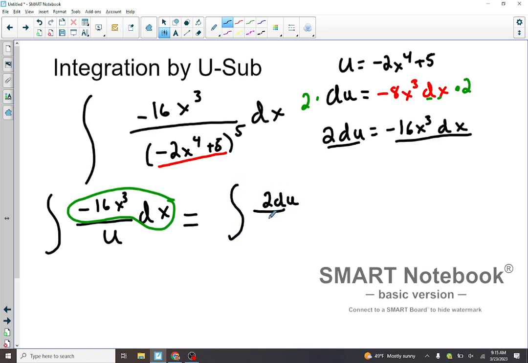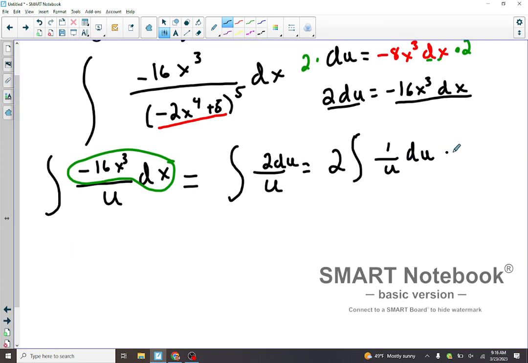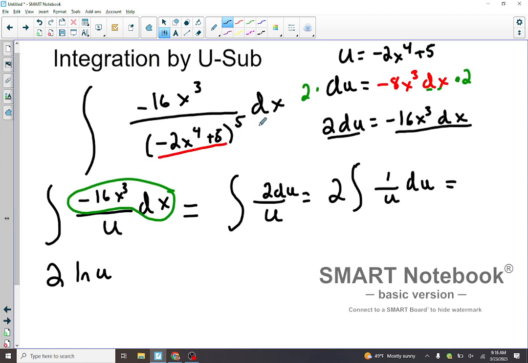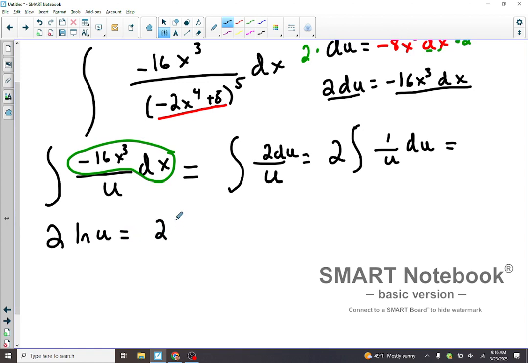So this is going to equal 2 du over u. I could take the 2 out: 2 times the integral of du over u. We want the antiderivative of du over u, or another way to think of it, 1 over u du. What's the antiderivative of 1 over u, or 1 over x in general? ln x, ln u in this case. So it's going to be 2 ln u. I know what u actually is: negative 2x to the 4th plus 5. So I replace that with 2 ln of negative 2x to the 4th plus 5.